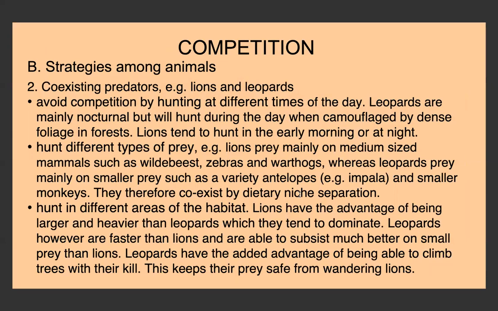They can also hunt in different areas of the habitat. Lions are a lot larger and heavier, which means that they dominate quite a few of the areas as opposed to leopards. But leopards are a lot faster and more agile, so they can hunt in places that lions may not be able to reach, or they'll often hunt in very thick bushes that lions may not even be able to access. Leopards obviously can also climb trees, allowing them to keep their prey safe from lions and from other scavengers. And they can even hunt from the tree by dropping down on the prey. Those would be some of the ways that these predators reduce competition.